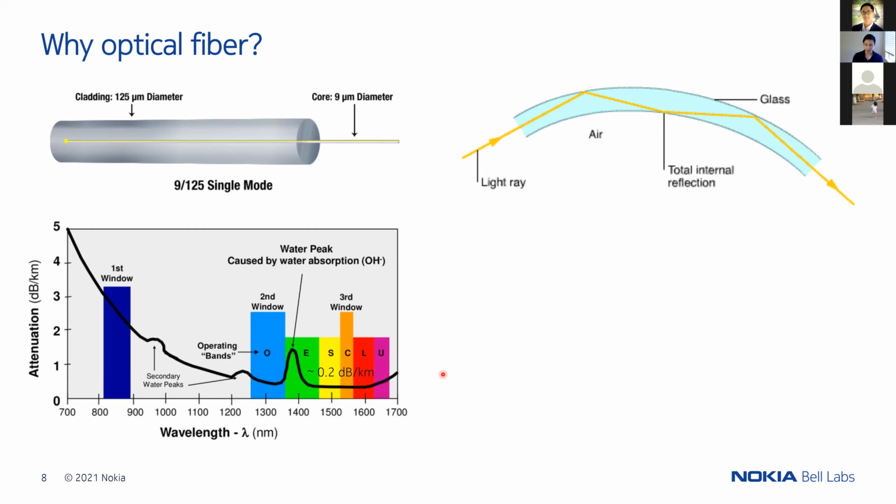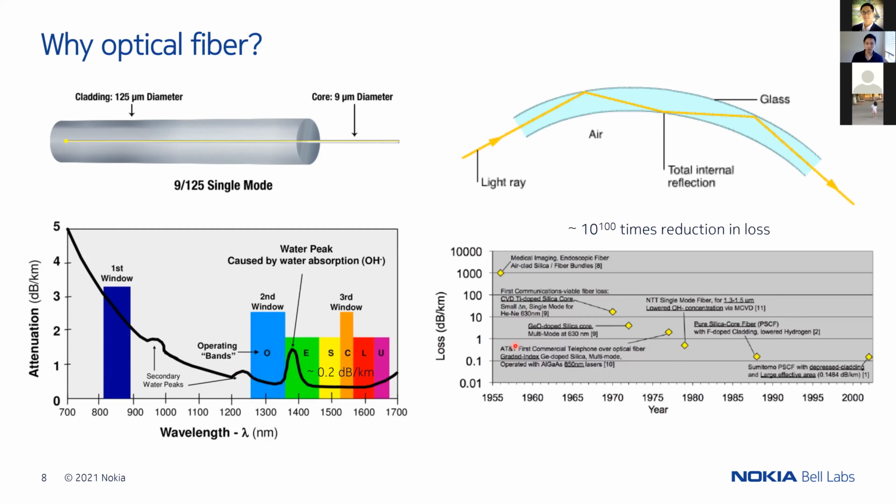so it's pretty low. But it has not always been that way, because the fiber was actually invented around 100 years ago, and back in the 1960s the loss was still 1000 dB per kilometer. The industry has made tremendous progress to bring the loss down to the value we have today, which is below 0.2 dB per kilometer.